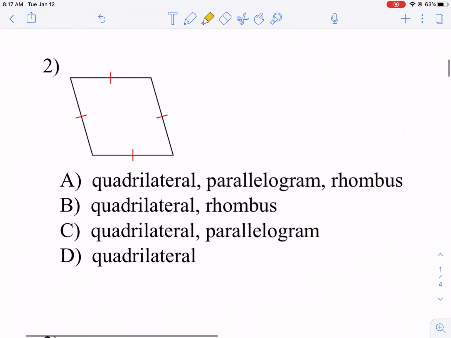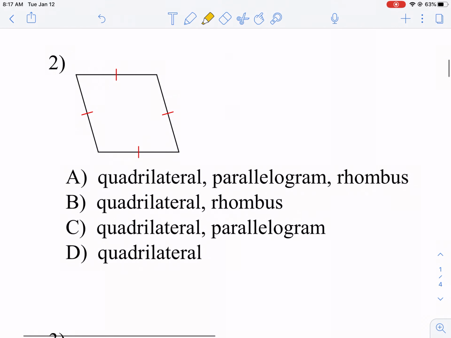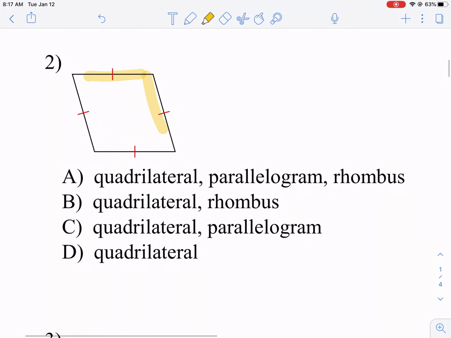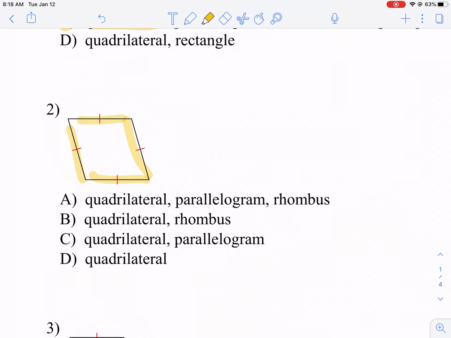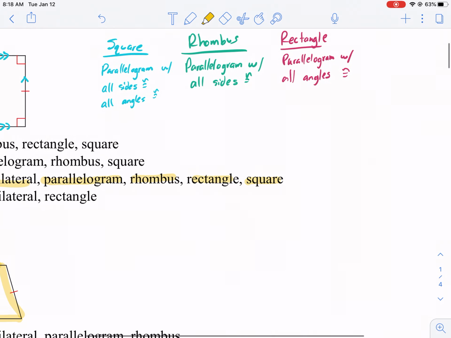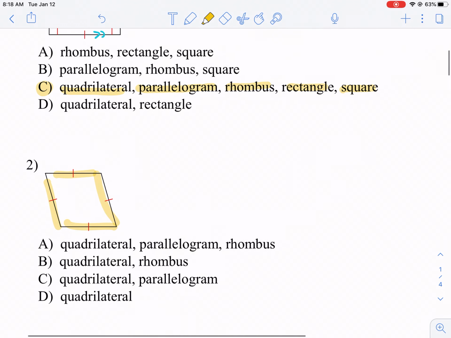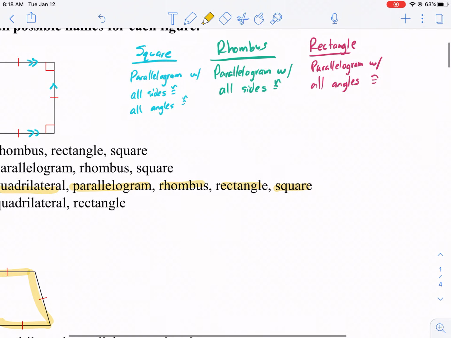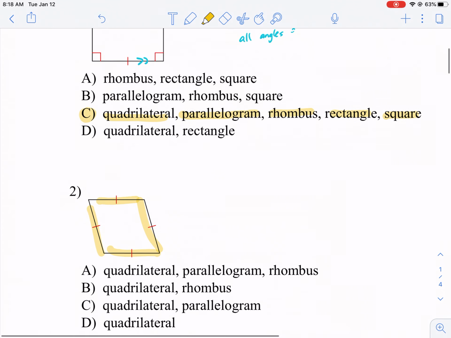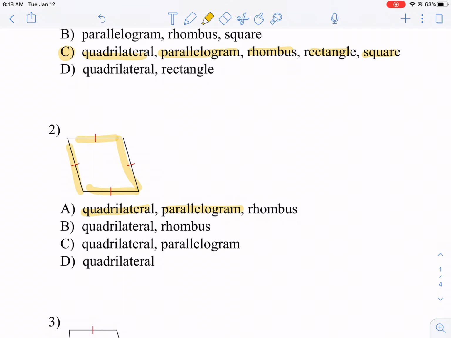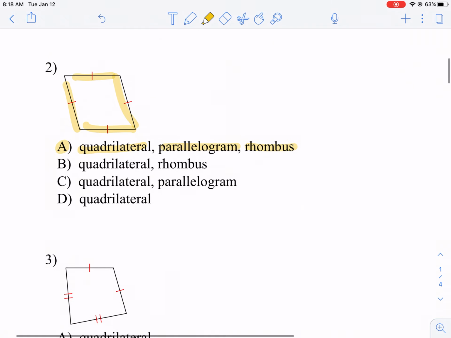Number two, we have a quadrilateral, and we only know that all sides are congruent. So what does that apply to? Well, it definitely doesn't apply to rectangle because we don't know anything about the angles. It doesn't apply to a square because we don't know anything about the angles. But it definitely is a quadrilateral, it's a parallelogram, and it's a rhombus. Okay, it's definitely those three, so it is letter A.